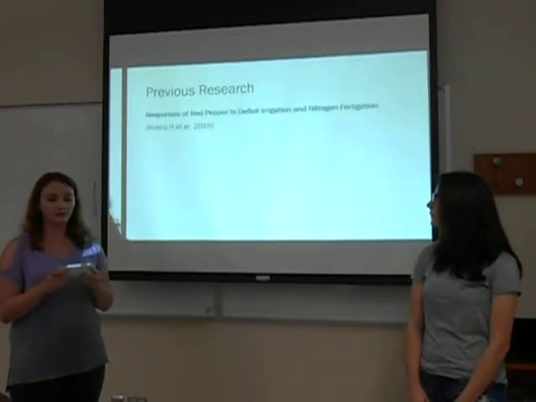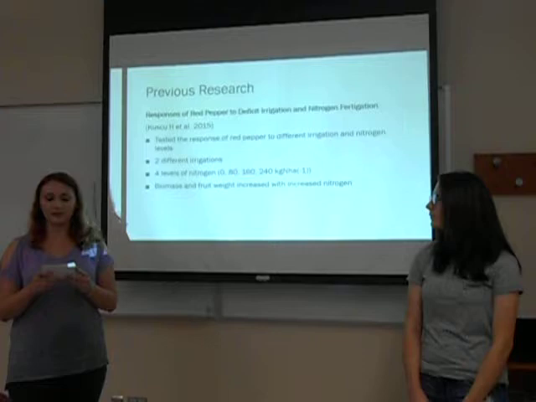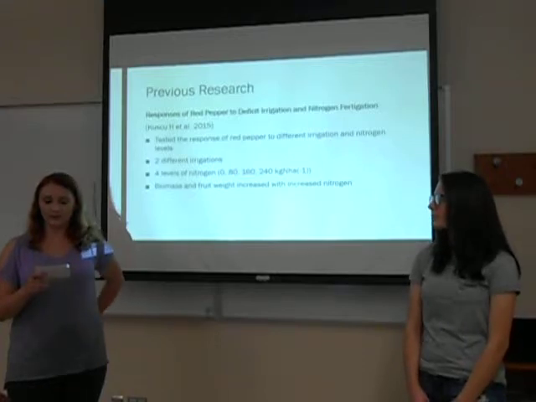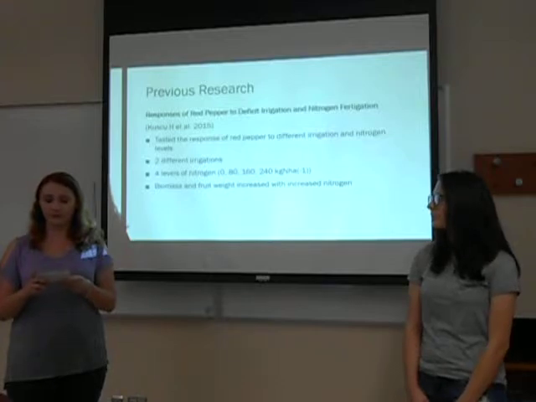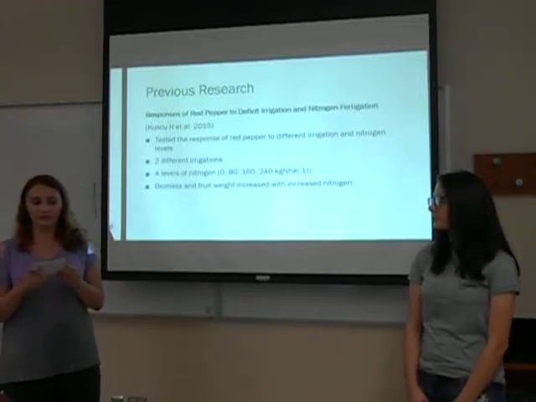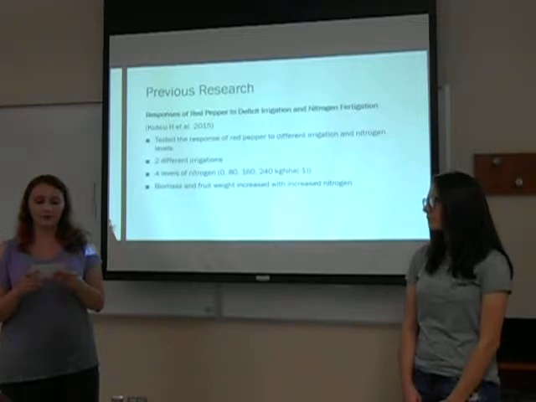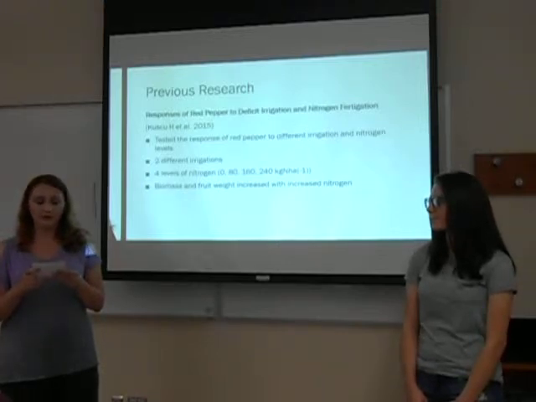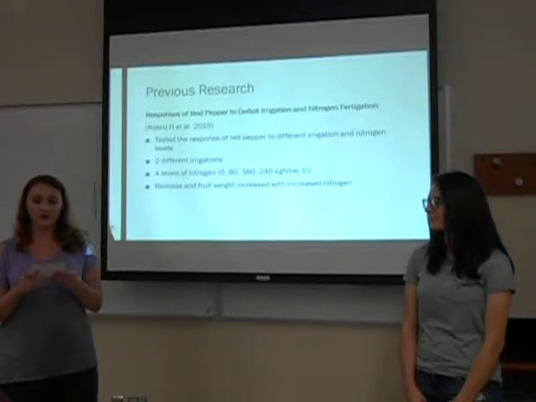The other study that was tested was the response of different irrigation and nitrogen levels on red pepper plants. The plants were divided into 2 groups for the irrigation part, and another 4 groups were divided for the nitrogen levels. The nitrogen levels were at 0, 80, 160, and 240 kilograms. It also proved that biomass and the fruit weight increased with the increasing levels of nitrogen.